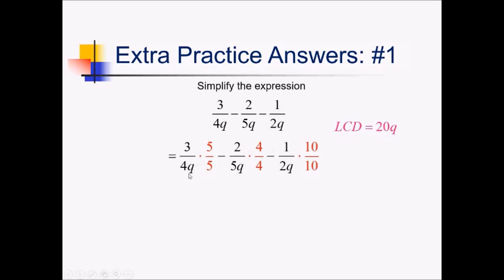Actually multiplying those out, we've got 15 over 20q minus 8 over 20q minus 10 over 20q. Since we have the same denominator, we know we're going to end up with one fraction with a denominator of 20q, the LCD. But now let's subtract the numerators. 15 minus 8, that's going to be 7. And 7 minus 10 gives us negative 3. So then, negative 3 over 20q.